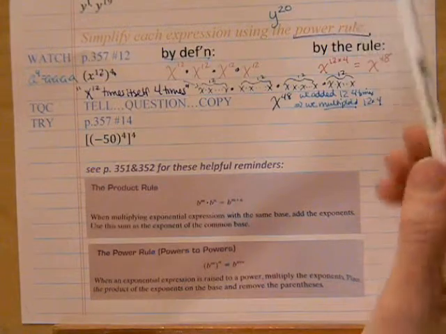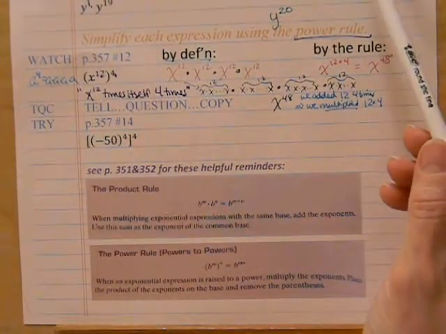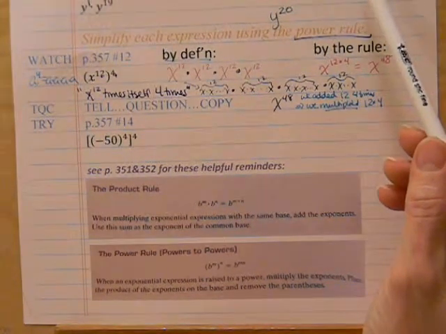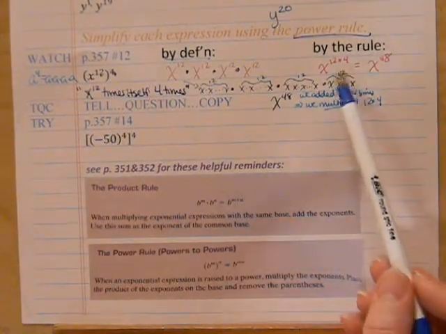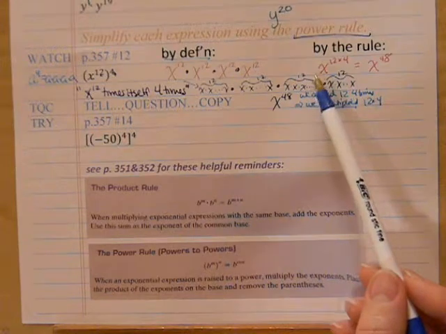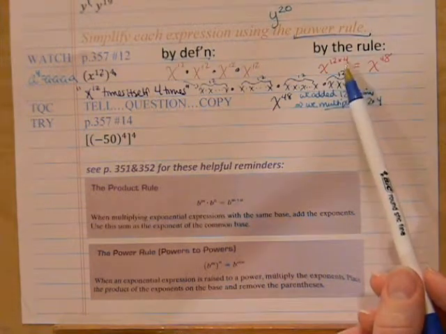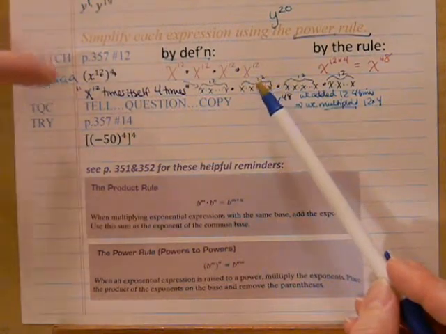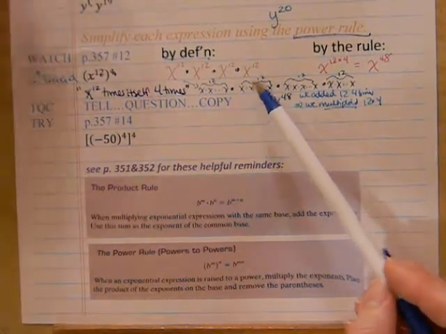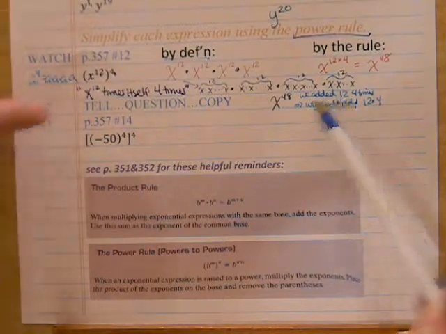Again, with the product rule up above, you are multiplying the same bases, so you add the exponents. The power rule is you are raising an exponent to another exponent, and you multiply. Get real familiar with the difference between the way these two problems on this page look, as well as the rules that are applied to come up with the answer.